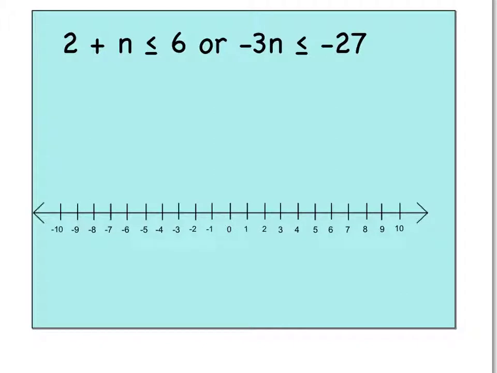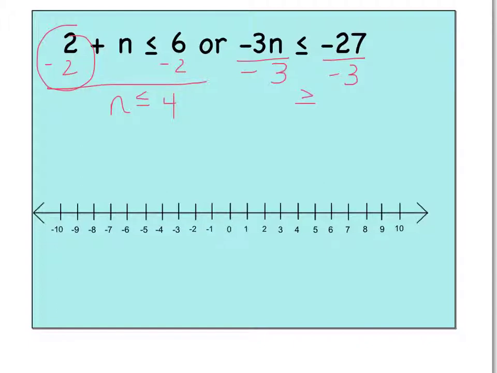When we go here, we have to go through the same process of solving. We get n is less than or equal to 4. Over here, we divide by a negative, and remember, on your quizzes, some of you forgot to do this. When you divide or multiply by a negative, you have to switch your inequality sign. So this would be n is greater than or equal to 9. So n is less than or equal to 4. And I have to fill in that circle because it's less than or equal to. And n is greater than or equal to 9. Open circle, and we'll shade.